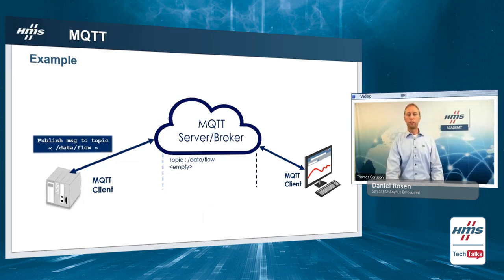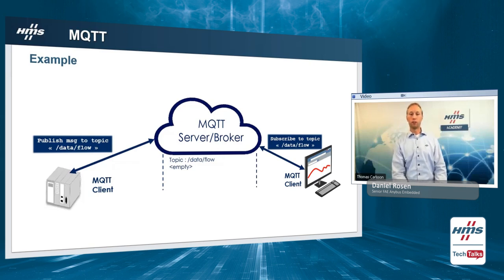Here's an illustration of how it can look. Here we have a flow meter on the factory floor, and it will publish the flow value to the broker. Here we have a subscribing unit that will subscribe to the same topic. It's probably like a monitoring terminal or something. And when the publishing client has something to publish, it will be sent to the cloud, and the broker receives it and then sends it out to all subscribing clients.